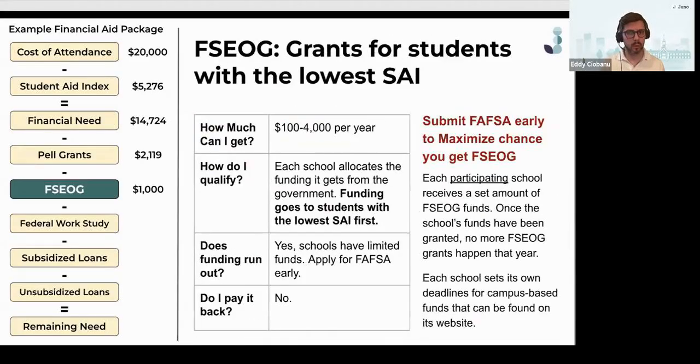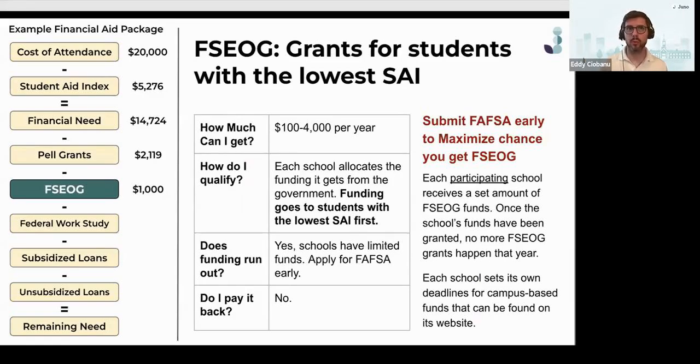Again, we talked about FSEOG as well. This source of funding is very quick to run out. And so for any students who are juniors or younger, please make sure, this is why we advocate applying for aid early.